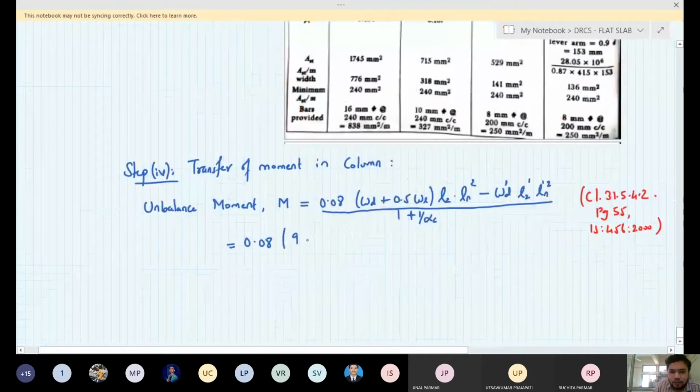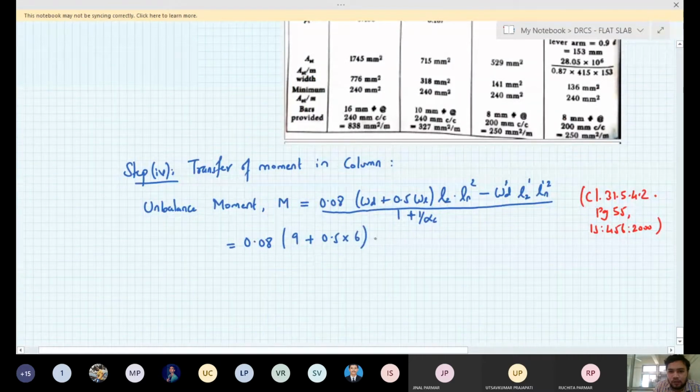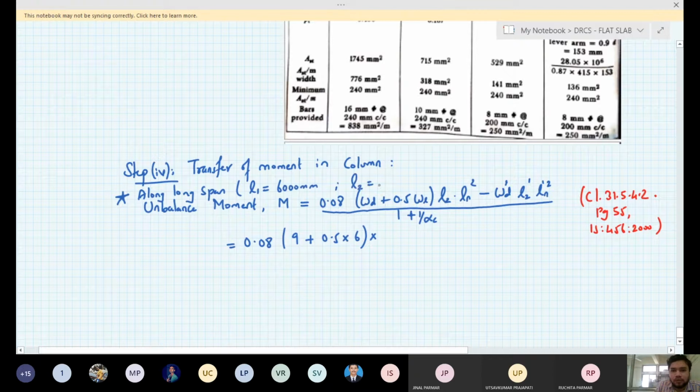So it is 9 plus 0.5 into 6 into... now we are finding this moment along the long span. So your L1 is 6000 mm, L2 is 4500 mm. So your L2 here will be 4500, and ln actually will be the face to face distance.